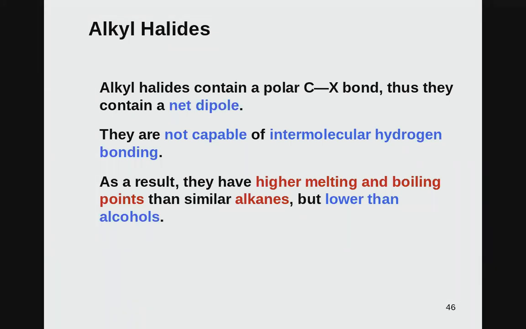So you can see here, the C–Cl bond is polar, creating a net dipole towards the chlorine, in this case, where we have a partial positive charge on the carbon and a partial negative charge on the chlorine. No hydrogen bonding can happen here. Hydrogen bonding doesn't happen with halogens. They just don't like it.